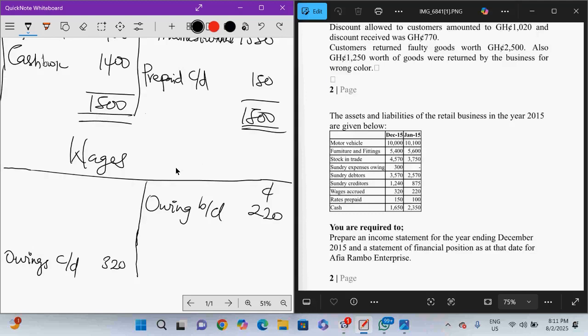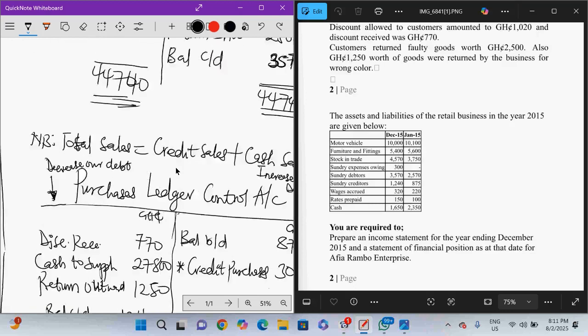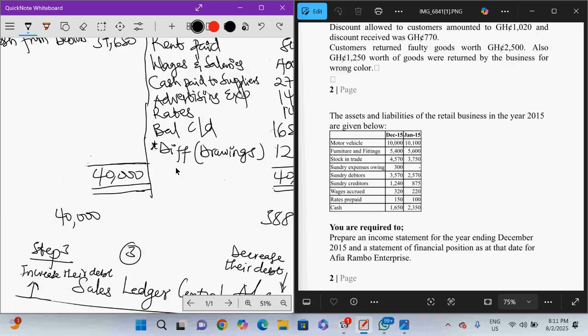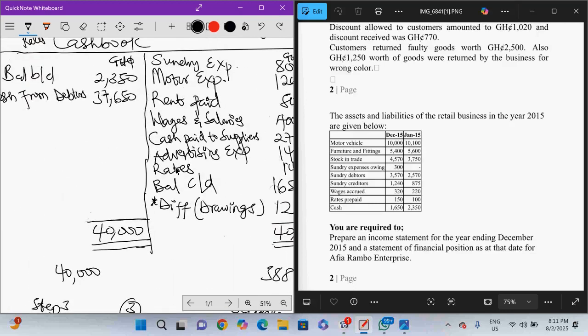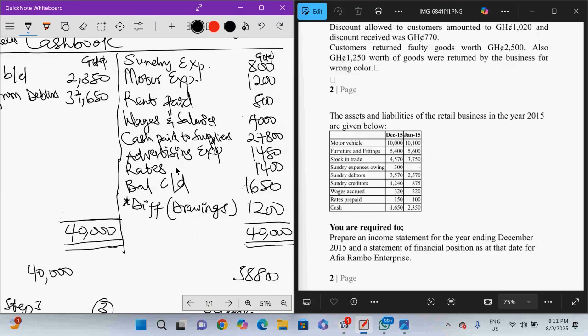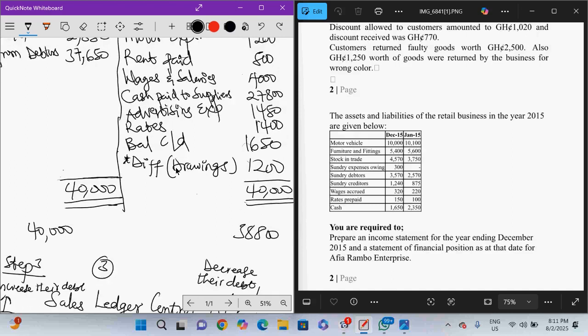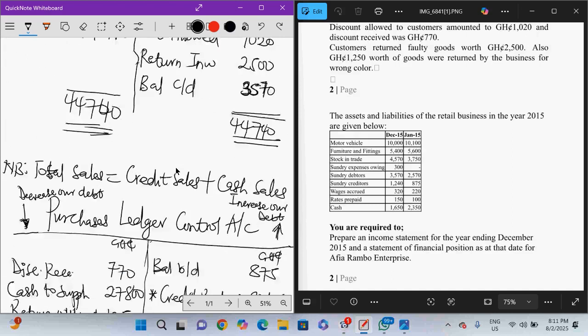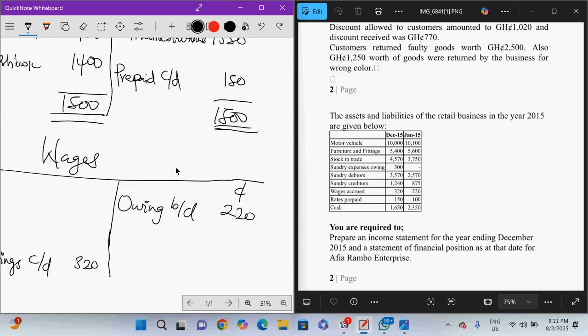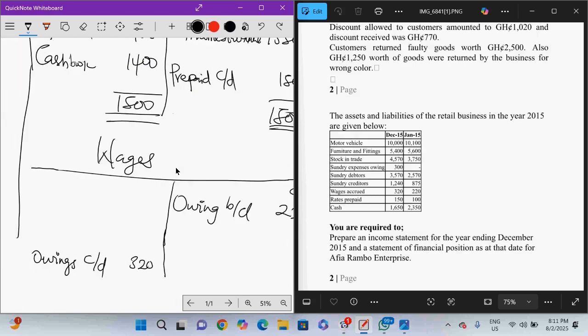Then how much did we pay for the wages? Go to the cash book. That will be at the payment side. Wages and salaries, we paid 4,000. So it was credited to the cash book. So it will be debited here in the name of cash book, 4,000.